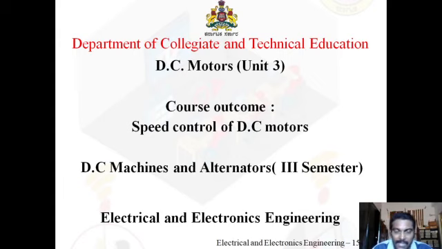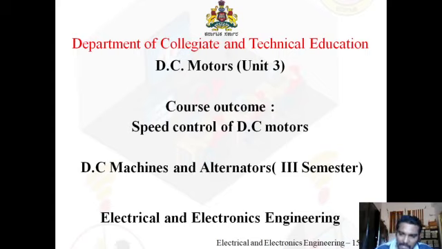That means by varying the flux, the speed of the motor can be varied in the flux control method, and it has a limitation for the maximum speed. The speed of the motor can be increased above the rated speed, but there is a limitation for the maximum speed which can be obtained.